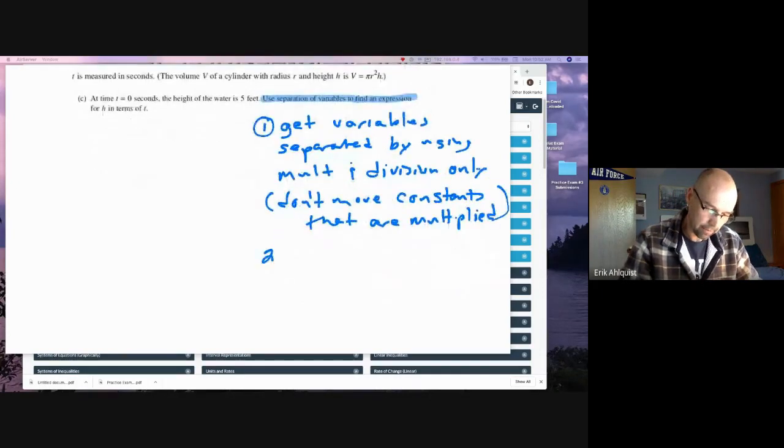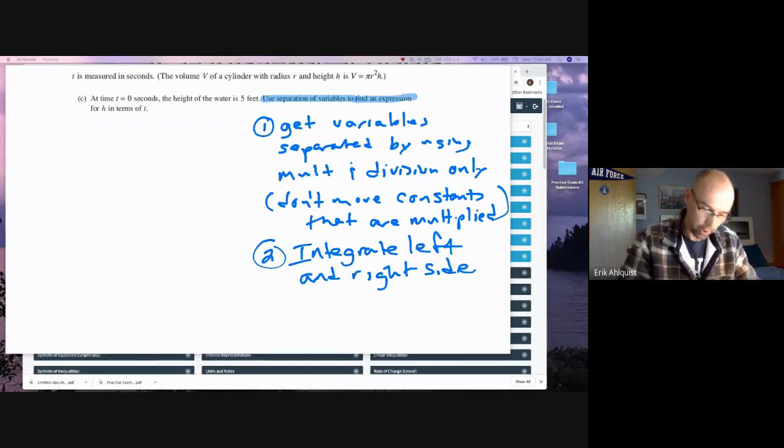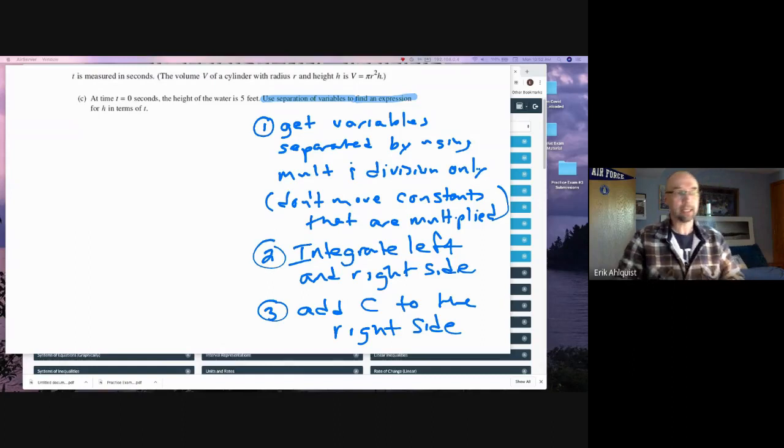The second thing is to integrate the left and the right side. So you're going to integrate the left side, you're going to integrate the right side. The third thing that you're going to do is add C to the right side. Okay, so you're not going to add it to the left side, you're just going to add it to the right side. Technically, you'd add a C to the left side and then a C to the right side, but in the end, you're just adding some constant that you have to account for.